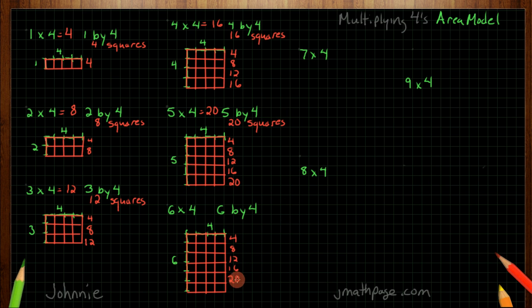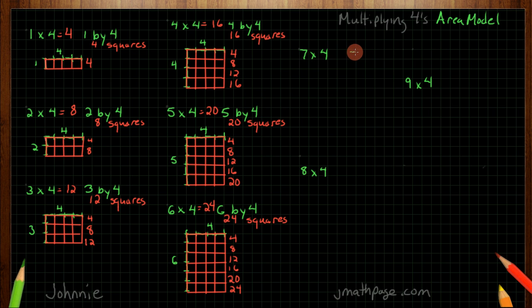Okay, so now we need to add to 20 one more row. So 20 and 4 more. 20, 21, 22, 23, 24. So 24 altogether. So a rectangle that is 6 by 4 has 24 squares in it. 6 by 4 makes 24. So we can write that down. 24 squares. That also tells us that 6 times 4 equals 24.